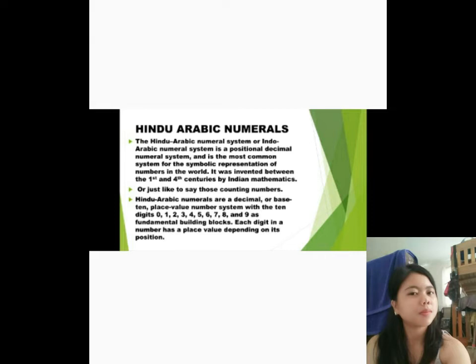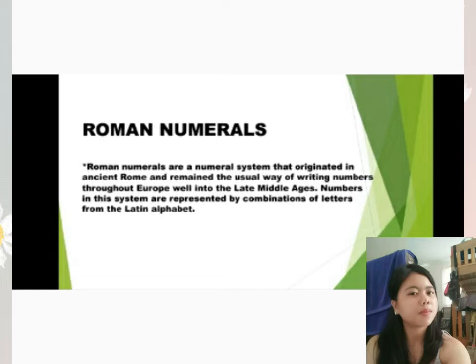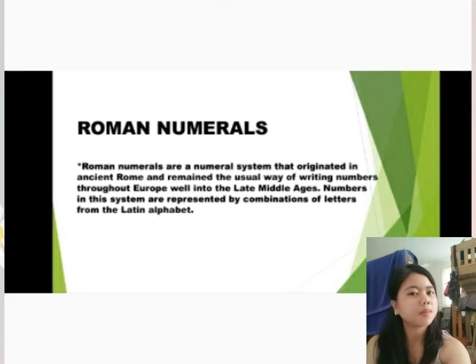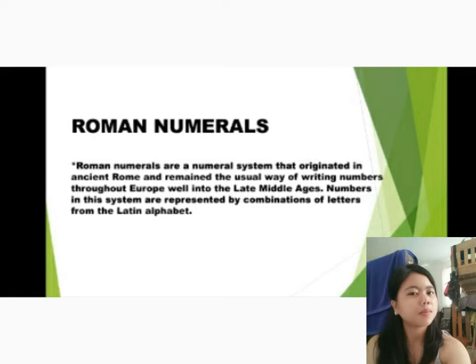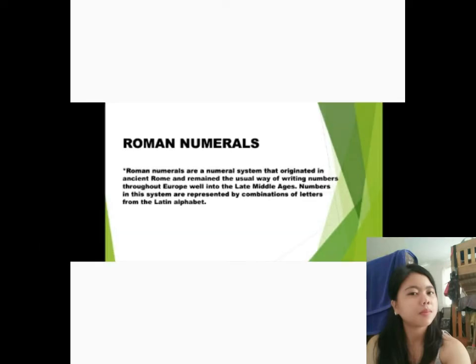While Roman numerals are a numeral system that originated in ancient Rome and remained the usual way of writing numbers throughout Europe well into the late Middle Ages. Numbers in this system are represented by a combination of letters from the Latin alphabet.